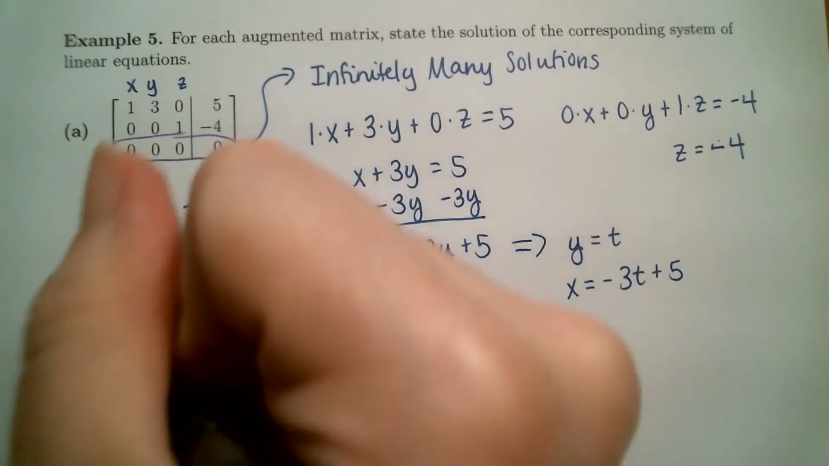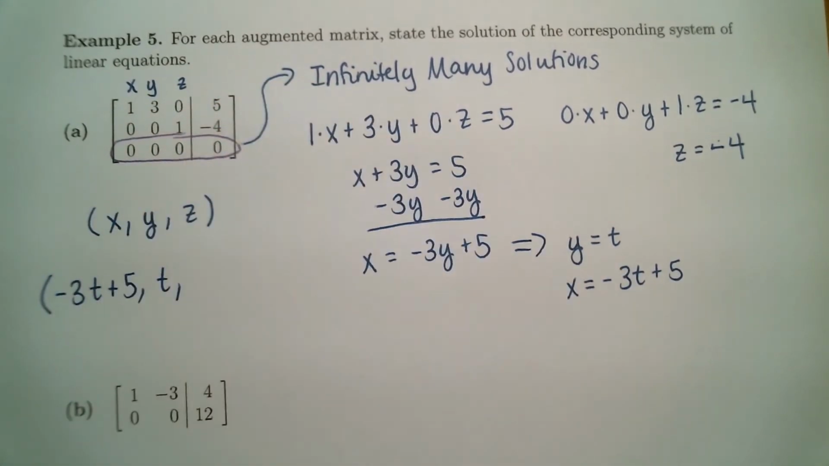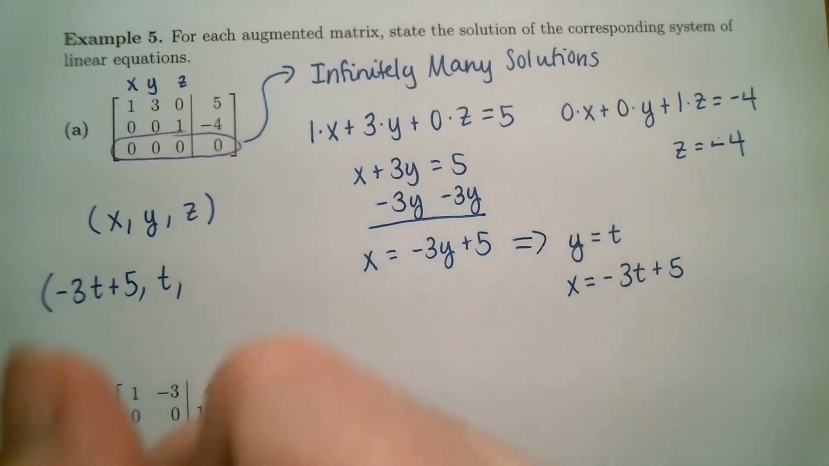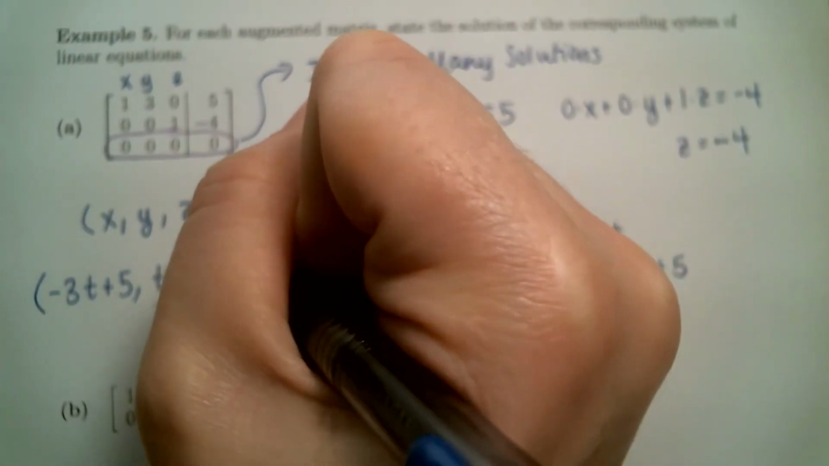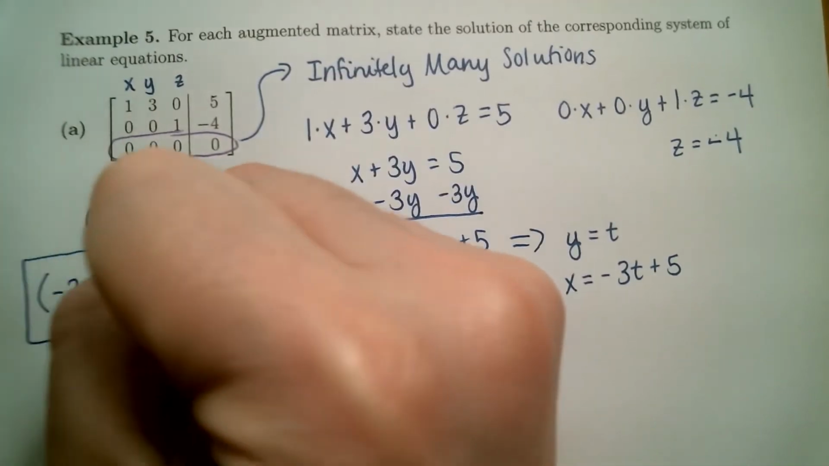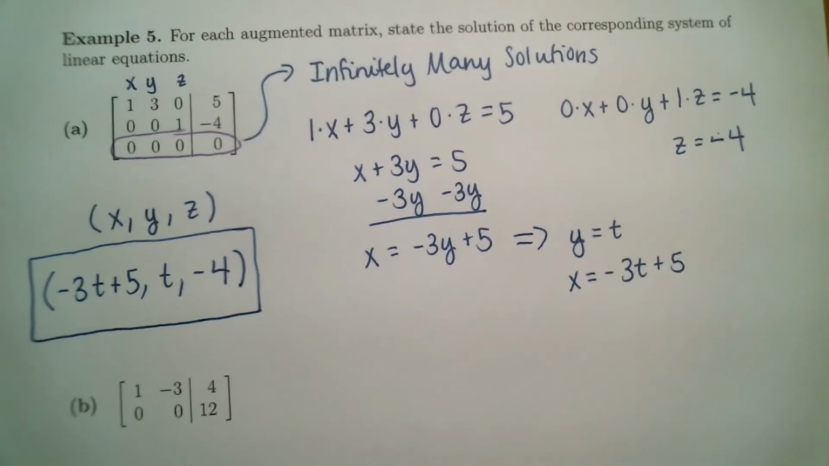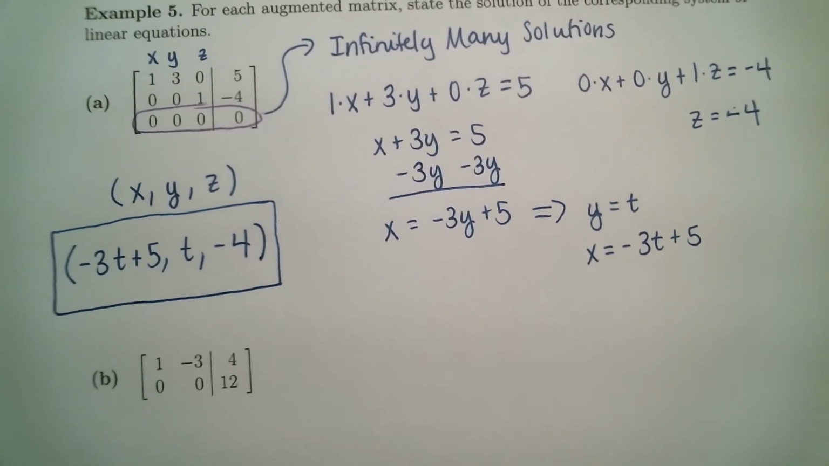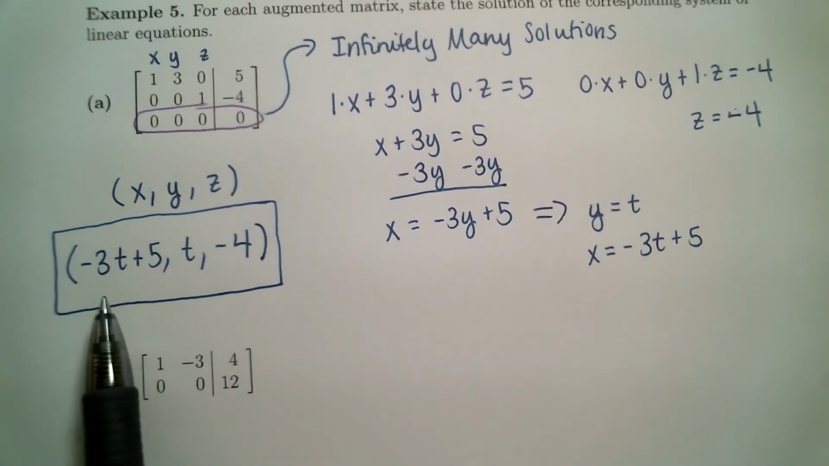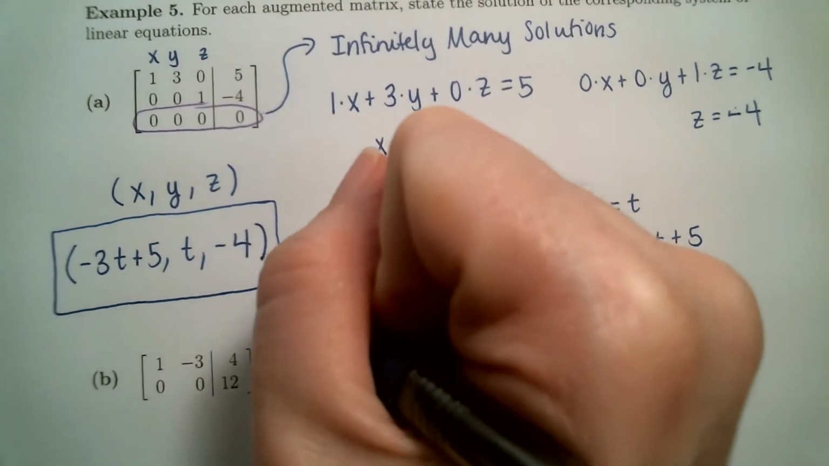The y coordinate will be the t, the one that we get to pick. And then the z value always has to be 4. So this is the parameterization here. If you wanted one specific solution, you just pick a t value. So if we picked t equals 0, here, I'll write it right here.